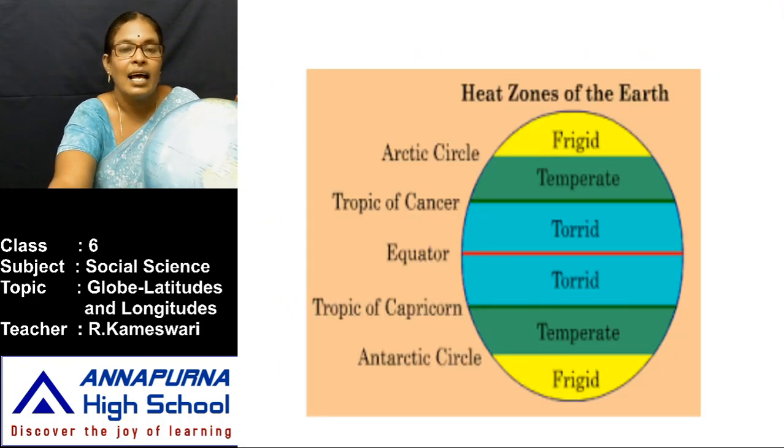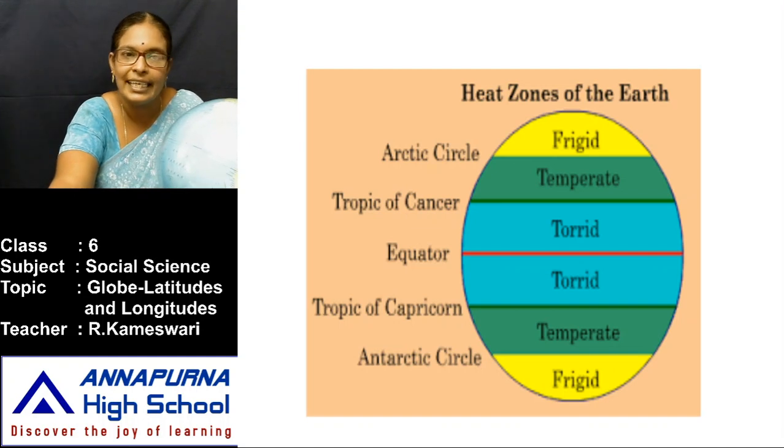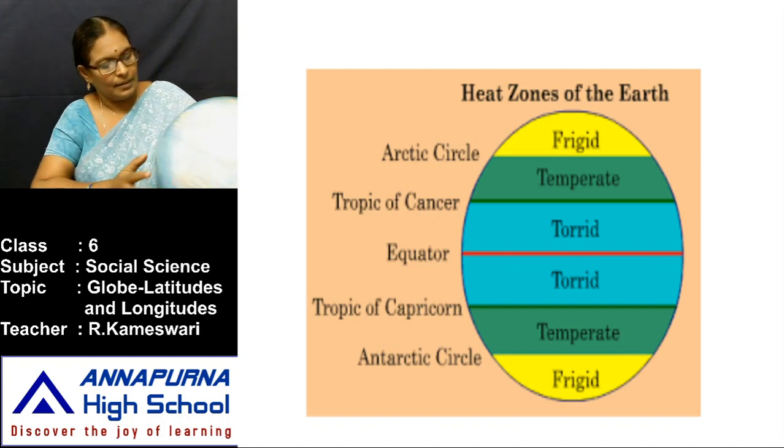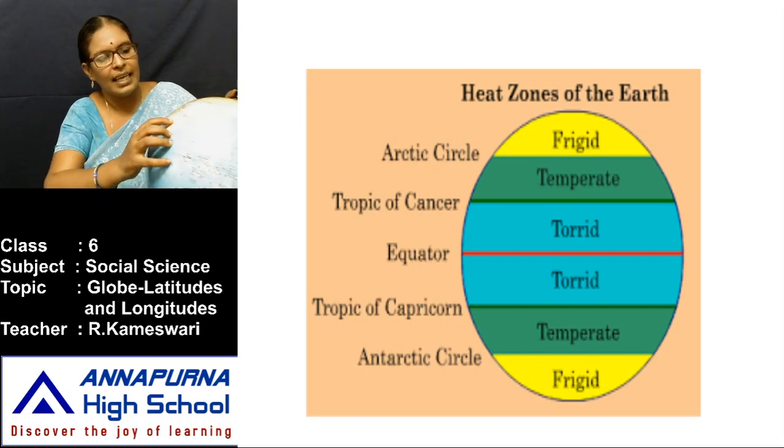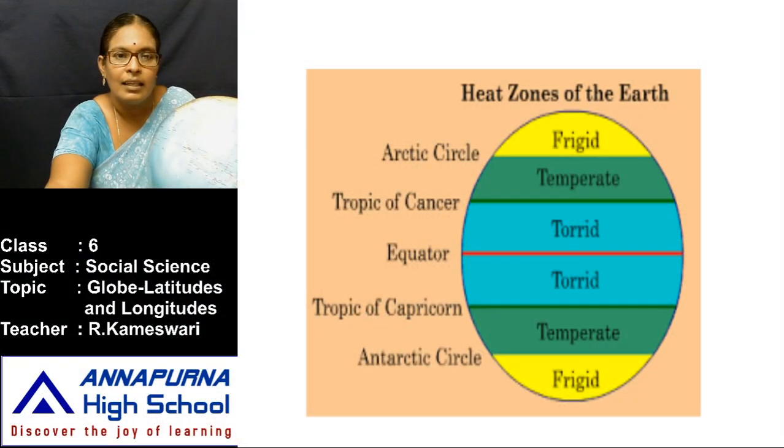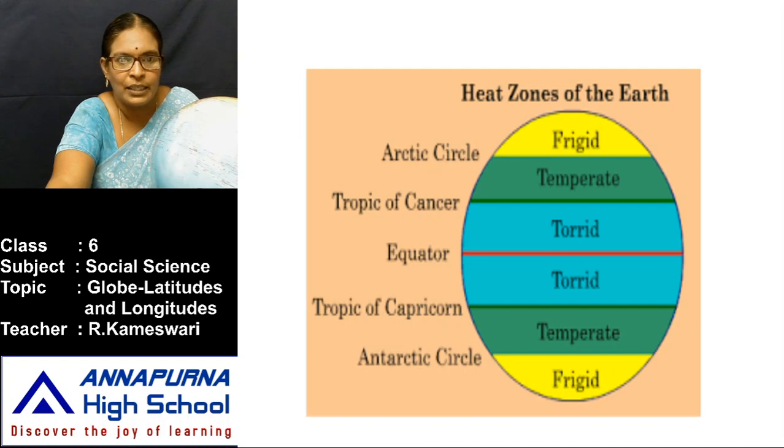Children, our total world is divided into 3 heat zones. In our country, our Mandapeta is located here. Your area is too hot. Here Delhi, Simla, some areas are there. These are too cool. Why? The reason is this area comes to one zone, and that area comes to another zone. So the total world is divided into 3 heat zones. What are those 3 heat zones? They are torrid zone, temperate zone, frigid zone.